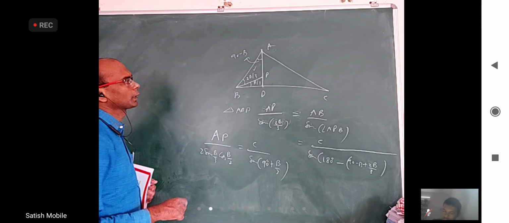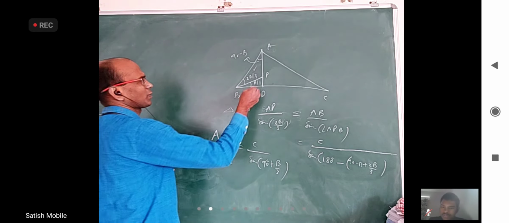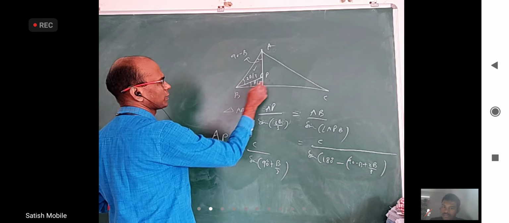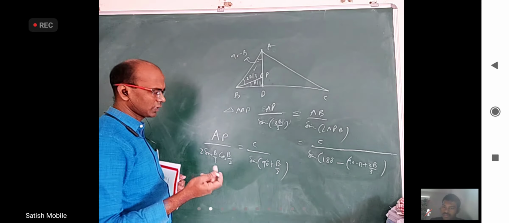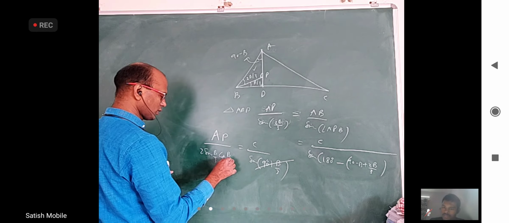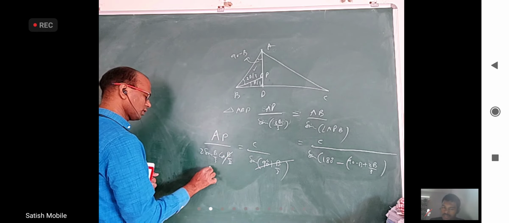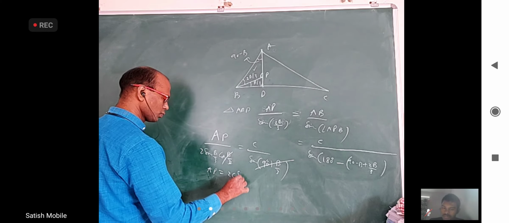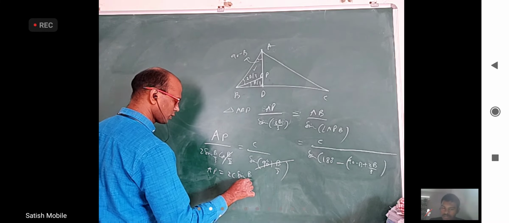Okay. You can even tell exterior angle is sum of interior angles also. This angle is this B by 3, this 90. So 90 plus B by 3. Either way you can say that. Now sine 90 plus B by 3 is cos B by 3. Cancel with this cos B by 3. Send this side. You get AP equal to 2c sine B by 3.